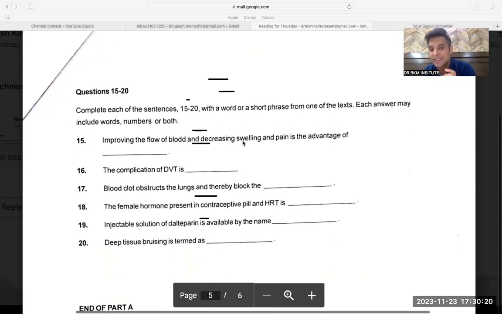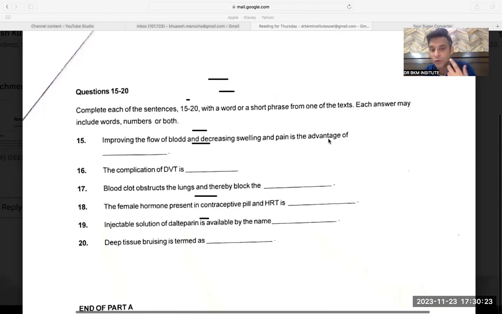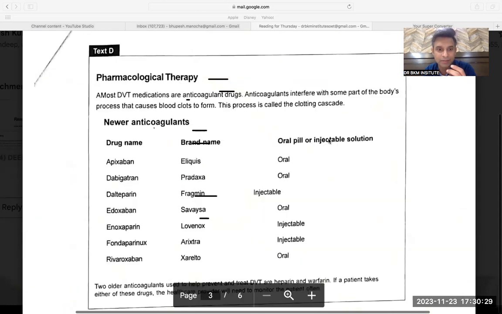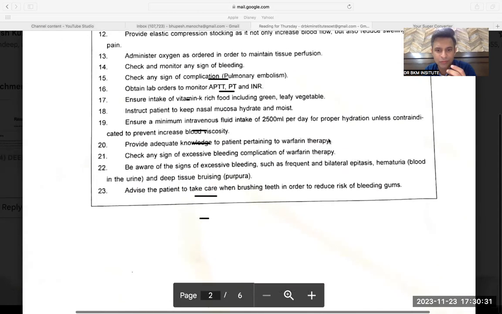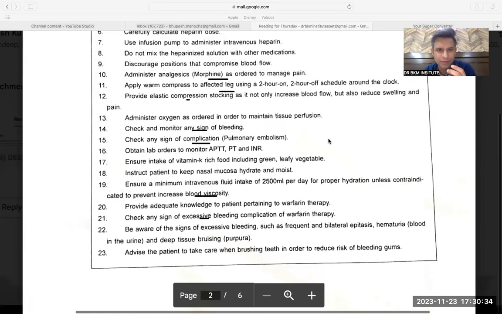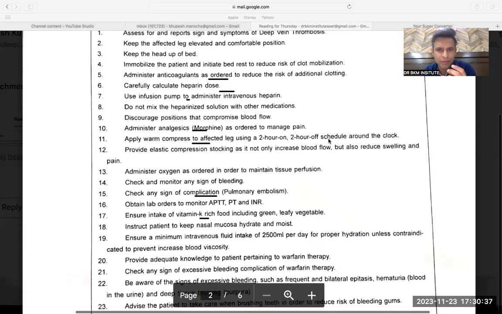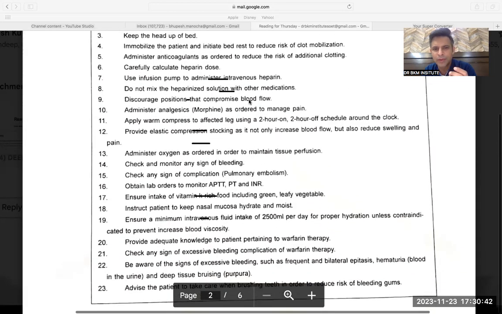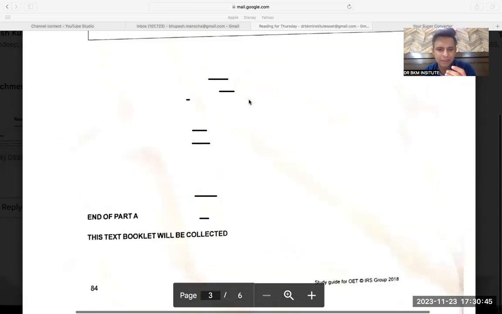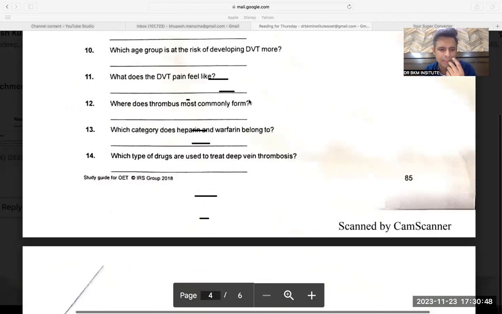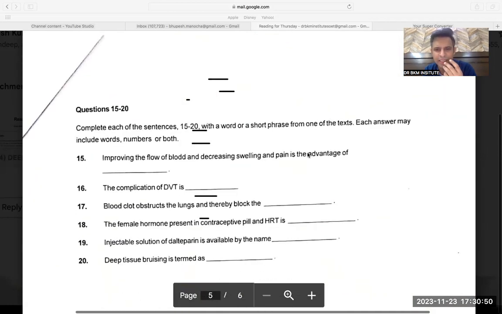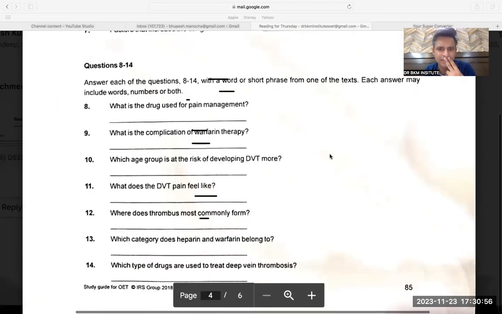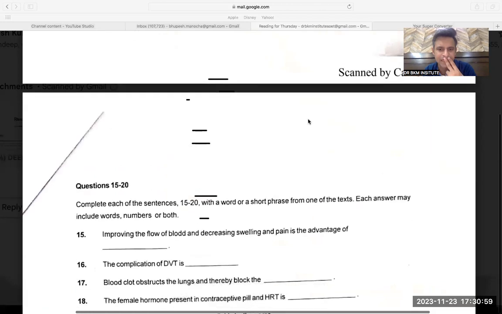Improving the flow of blood and decreasing swelling and pain is the advantage. It should be in part C, improvement in the flow of blood. And the other word I forgot. Improvement in the flow of the blood, blood flow. Discourage positions that compromise blood flow. So the other word is also improving the blood, decreasing swelling, and pain. It is the advantage of blood flow, and what is the other word? Swelling and pain.